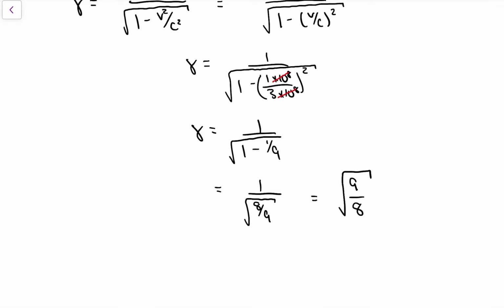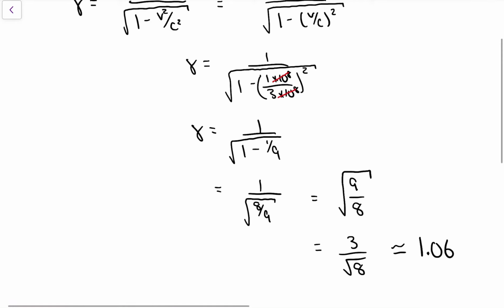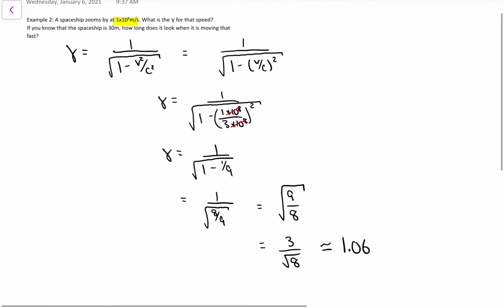At some point, we're going to jump in and do some calculator work. We could go a little bit farther. Root 9 over 8 is the same as root 9, which is 3, over root 8. We could maybe simplify that root 8. It's 2 times 4, so it's 2 root 2 or something like that. But we might as well calculate it here. We can carry extra decimals, but roughly 1.06 is the value of gamma.